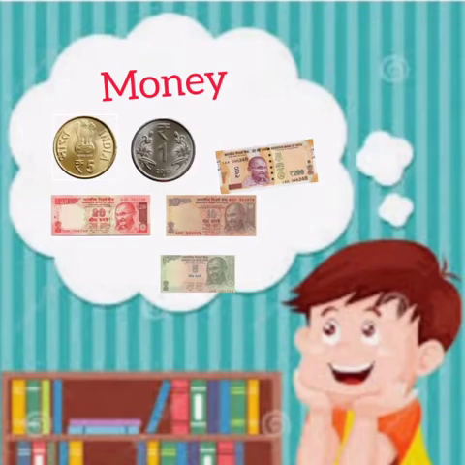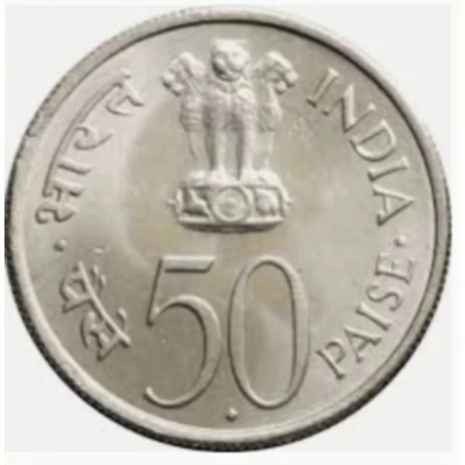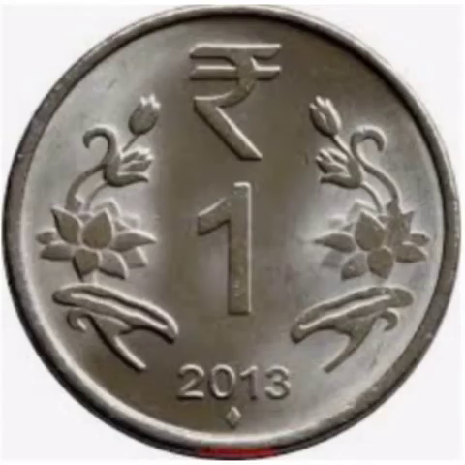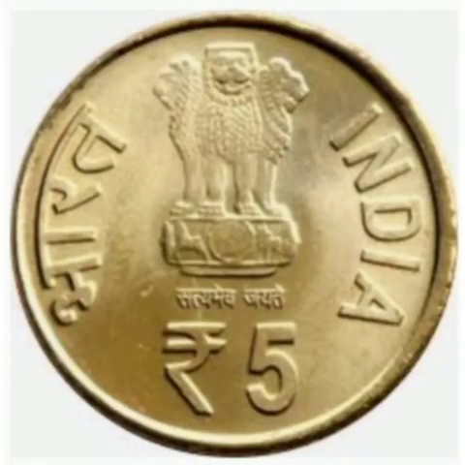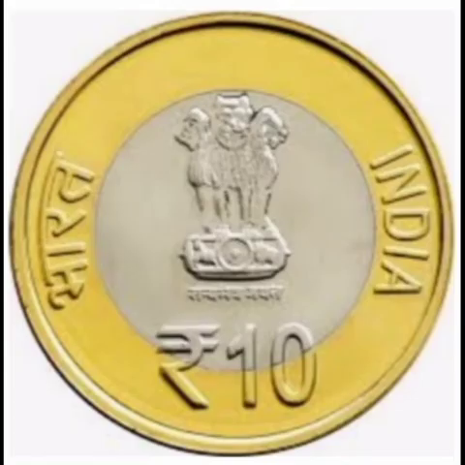Okay, children. This is a 50 paise coin. This is a 1 rupee coin. 2 rupees coin. 5 rupees coin. 10 rupees coin. She also has currency notes of 5 rupees.